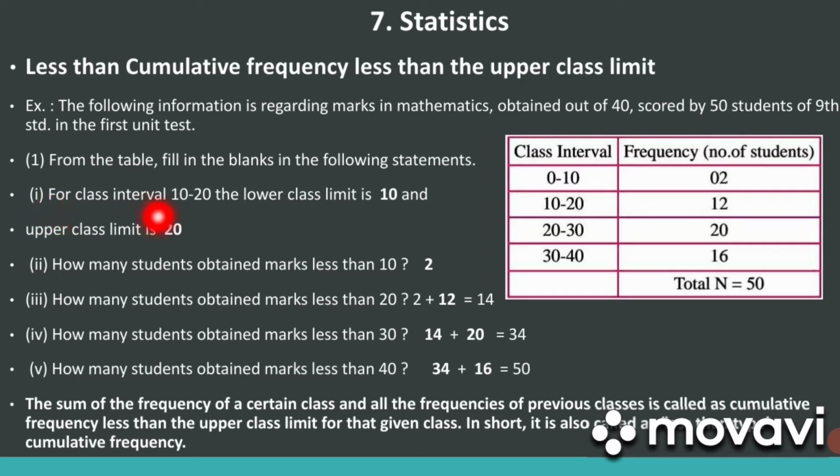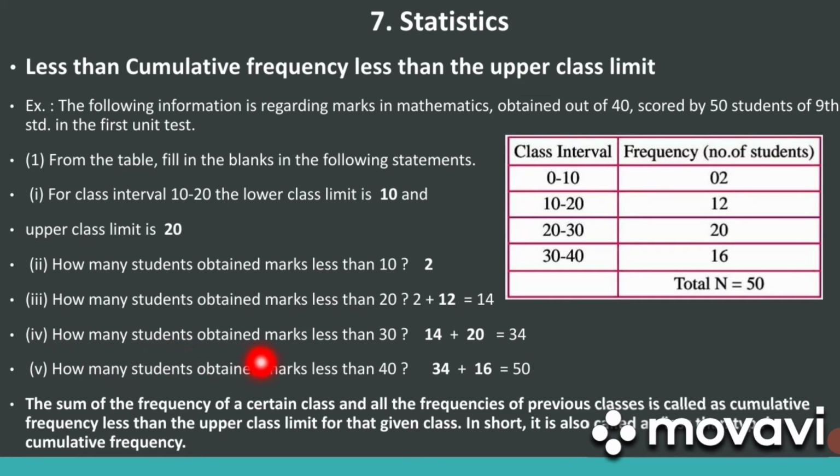Subdivision 1, for class interval 10 to 20, the lower class limit is 10 and the upper class limit is 20. Subdivision 2, how many students obtained marks less than 10? The students who obtained marks less than 10 is 2. How many students obtained marks less than 20? The students who obtained marks less than 20 is 2 plus 12, which is equal to 14. How many students obtained marks less than 30? The students who obtained marks less than 30 is 14 plus 20, and that is equal to 34.